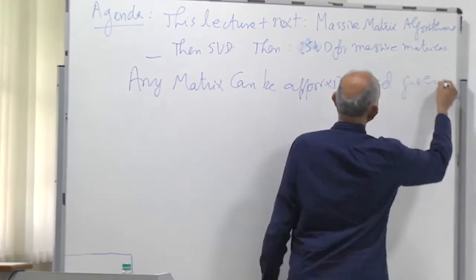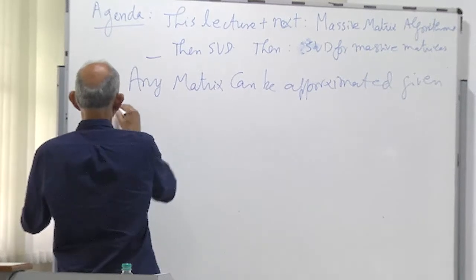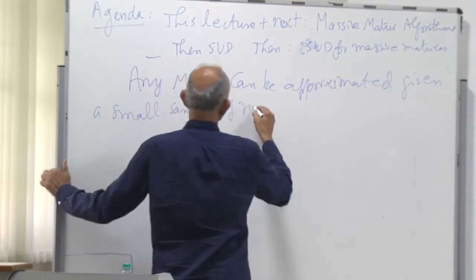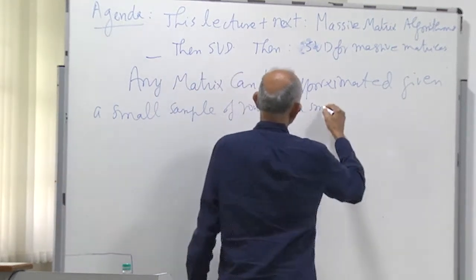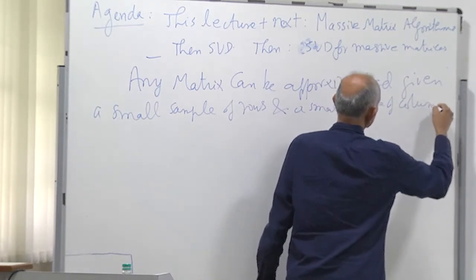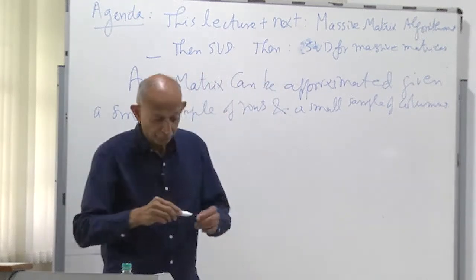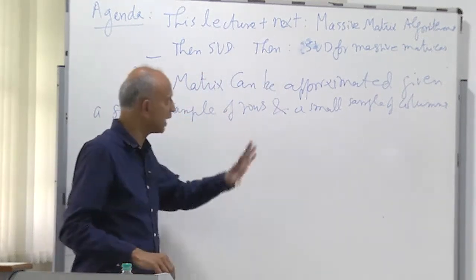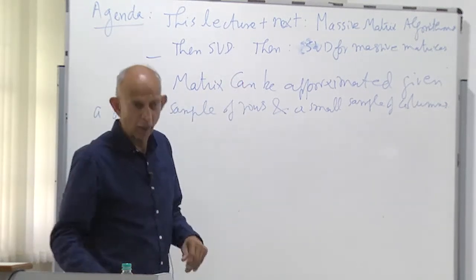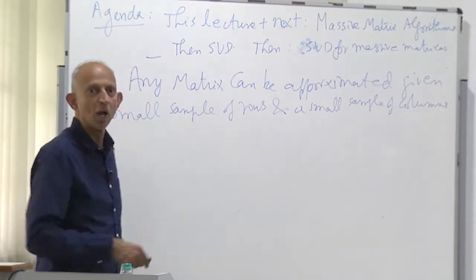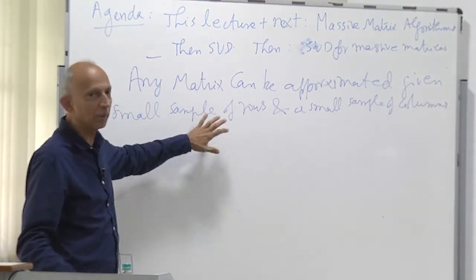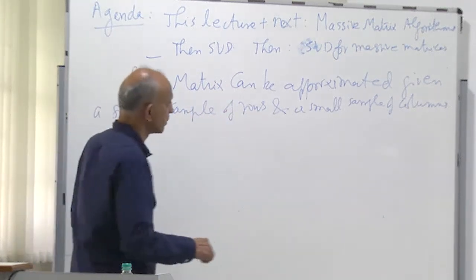given a small sample of rows and a small sample of columns. So I want to get an approximation to every entry of the matrix, and the claim is this is non-trivial. We'll prove that perhaps only by the next lecture. But the claim is that whatever matrix you give me, if you give me a sample of rows and a sample of columns, that suffices to approximate the matrix.